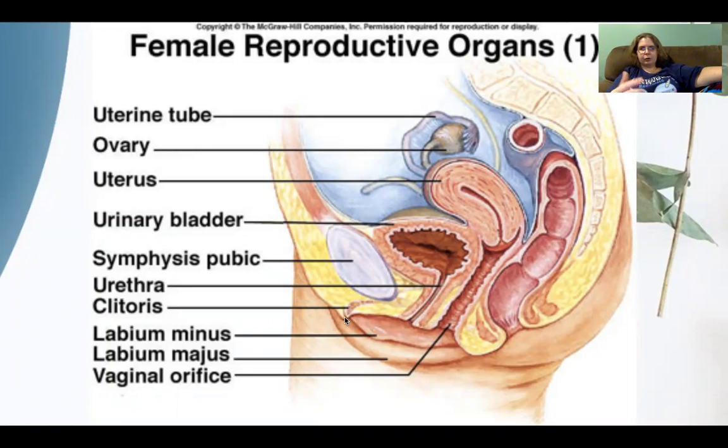Now, if you're wondering what else this is showing, this is the bladder, so the organ that stores the urine, and then the urethra, where the urine exits. And then this is the colon and the rectum. Just kind of give you a little reference point.